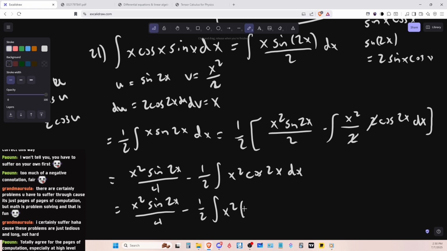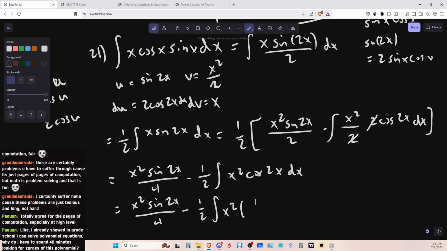Which one should we use? I mean, we worked with science. Well, that might make it harder. I totally agree. Pages of computation is essentially a high level. Yeah, I get that. Because these problems are just tedious and long. Yeah, I feel that.